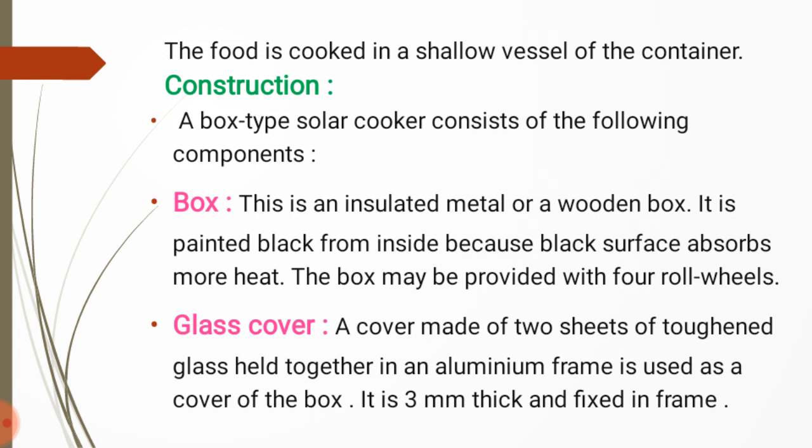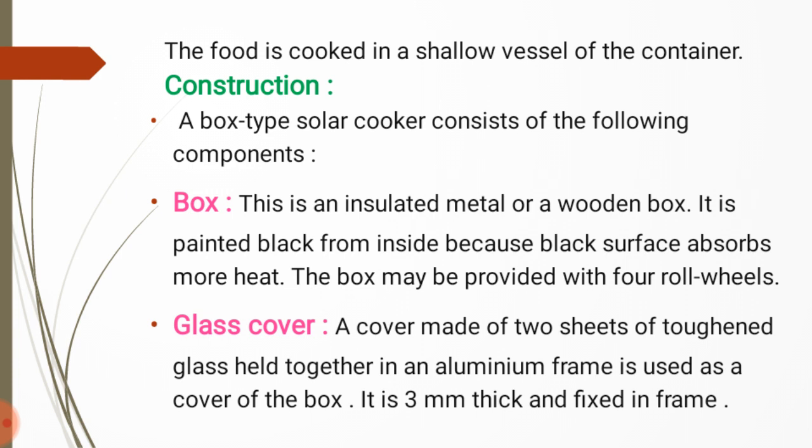It is painted black from inside because a black surface absorbs more heat. The inside coating of the box is a black coating, so that the maximum amount of heat is absorbed by the box and the food gets cooked early. The box may be provided with four roll wheels. If we want to move the system from one place to another place, there is a provision of four roll wheels so that we can move the system from one point to the next.